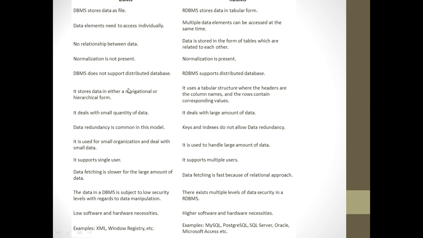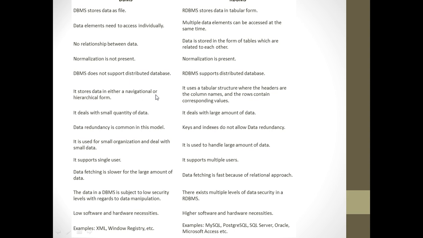So this side it is for DBMS and this is for RDBMS. DBMS stores data as file, but RDBMS stores data in tabular format. In DBMS, we access the data elements individually, but here I can access multiple data elements at the same time. In DBMS, there is no relationship between data. In RDBMS, data is stored in the form of tables and they are related to each other. DBMS does not allow any normalization. RDBMS allows normalization. DBMS does not support distributed database. Here it supports distributed database.